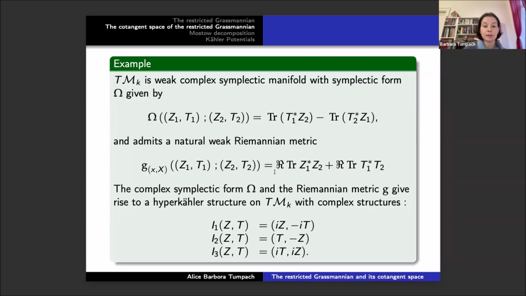And if you prefer to see what the associated complex structures are, these are listed here. The first one is the natural complex structure of the cotangent space, but seen in the tangent space, so that's why there is a minus 1 here. And the second one interchanges horizontal and vertical spaces, and there is a third one, a combination of these two.